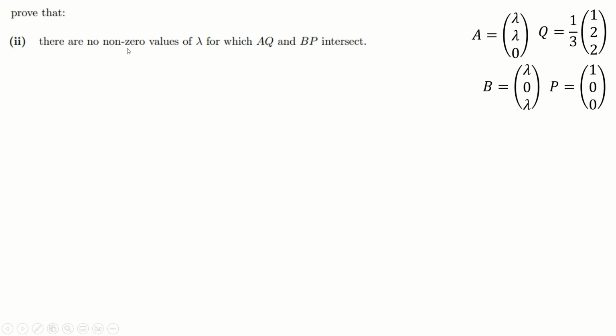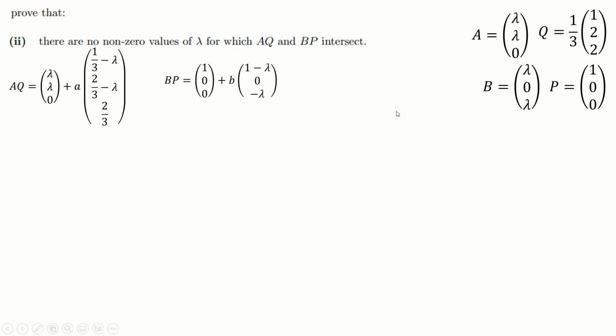Next, we need to prove that there are no non-zero values for lambda for which AQ and BP intersect. So the line AQ is, let's start here, and then let's add on some direction of this minus this. So that's what I've done. So that's the line AQ, starting at this point, adding some amount of this minus this. BP, same thing, except for BP, I'm going to start here, because that just might make my equations a little bit easier. The direction is basically the same, it's just this minus this, right? But if I start here, I get a couple more lambdas in here, and I think this one's a nice one to use. So I'm going to start there instead, and I think that's a wise thing to do.